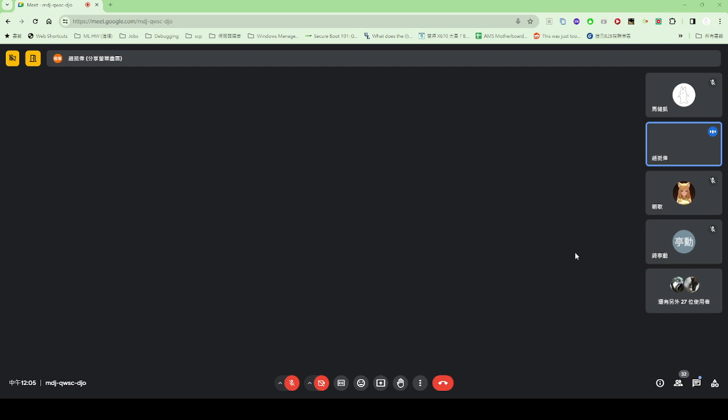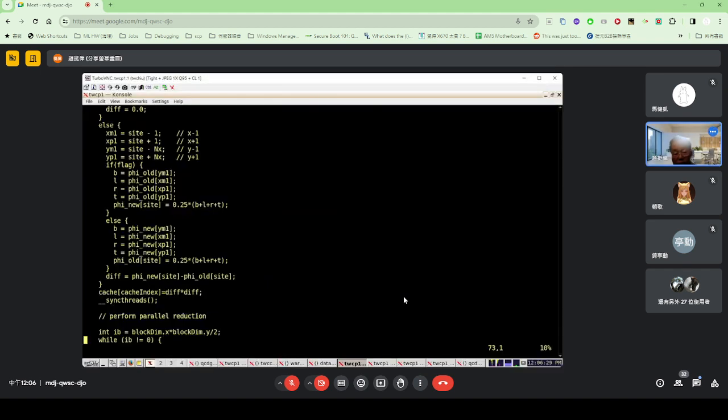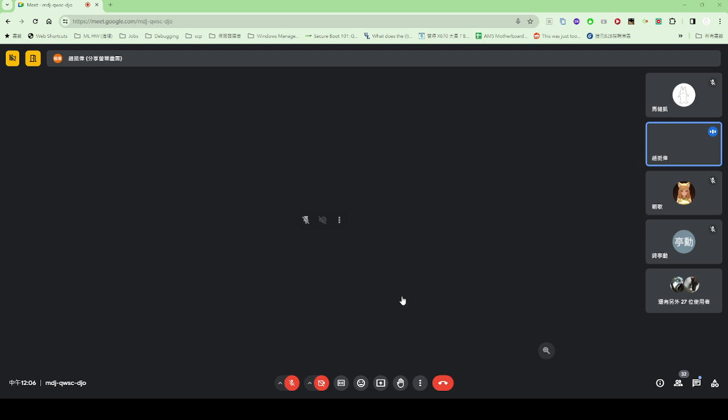So you see, after this kernel updates phi new and phi old, the values of phi new and phi old are the same. It does not change, such that the next time you update, phi new and phi old can switch their roles, and you don't have to copy between phi new and phi old again.